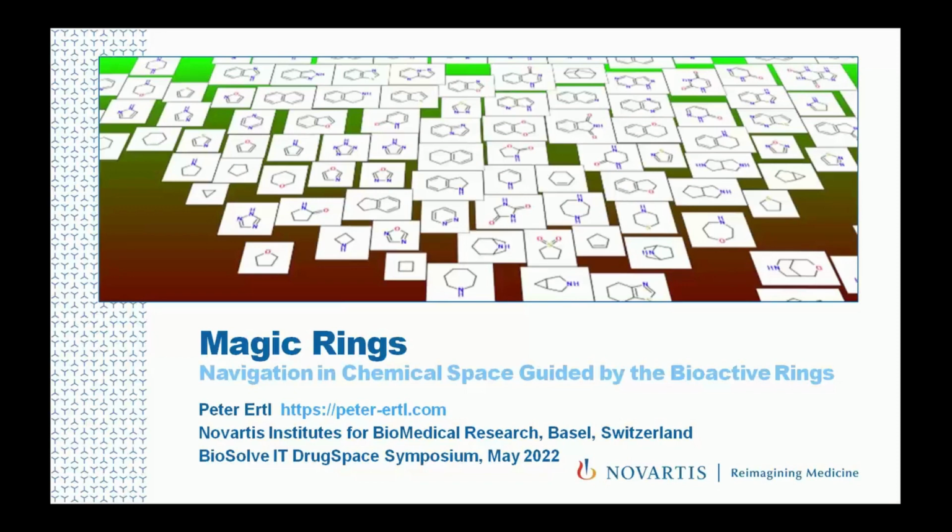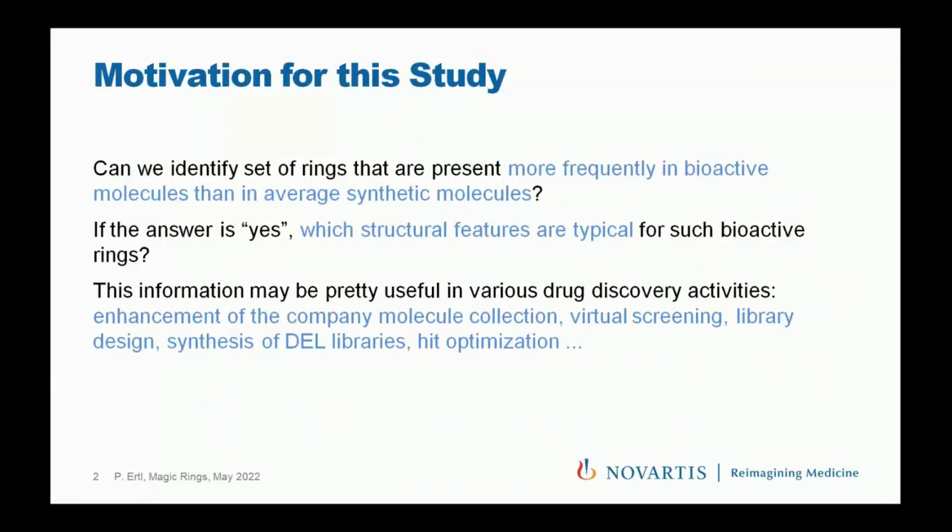Why focus on rings? Basically, rings and scaffolds are probably the most important part of bioactive molecules. They give these molecules their basic shape and keep substituents in their proper 3D position. When we look at the bioactive molecules in the ChEMBL database, no wonder 98% of these bioactive molecules contain at least one ring. Here you can see the motivation for my study.